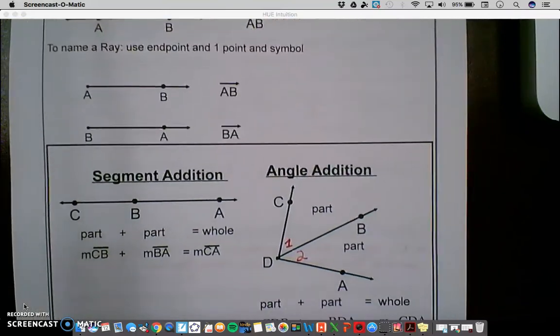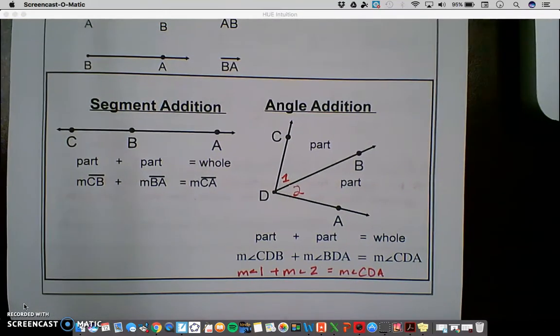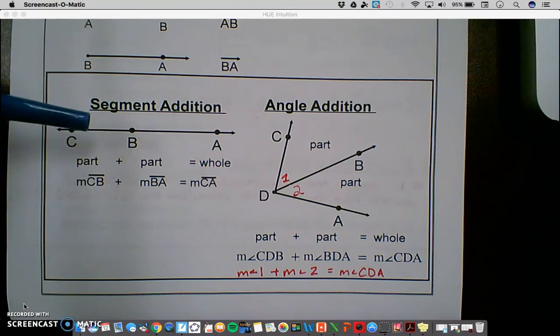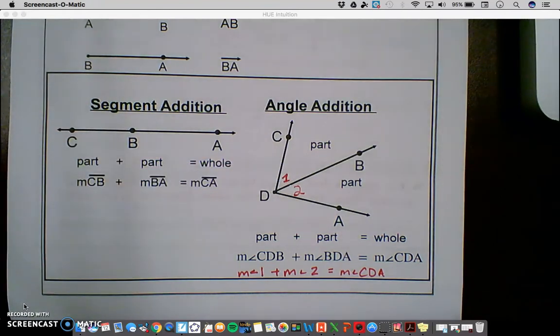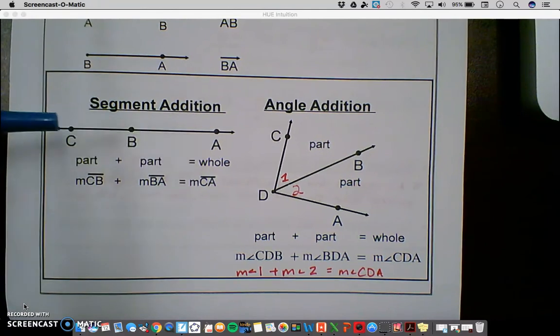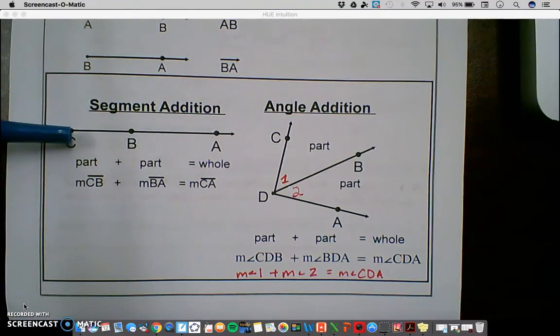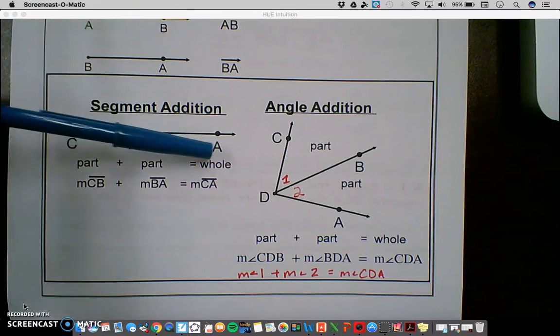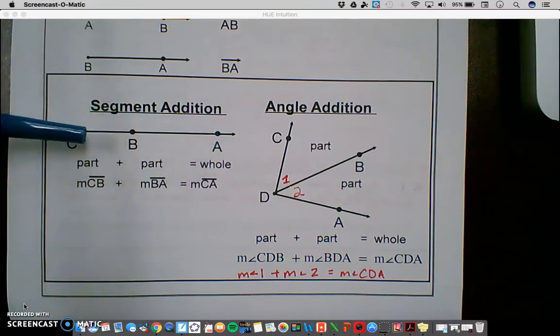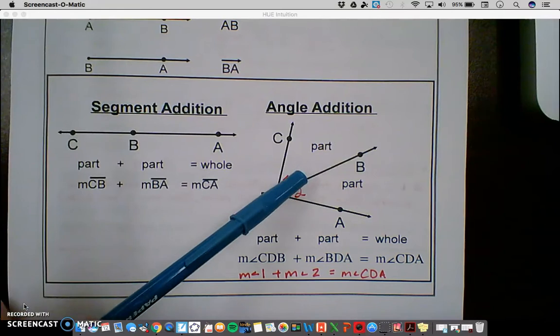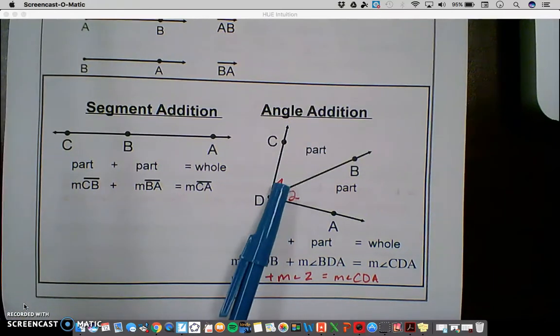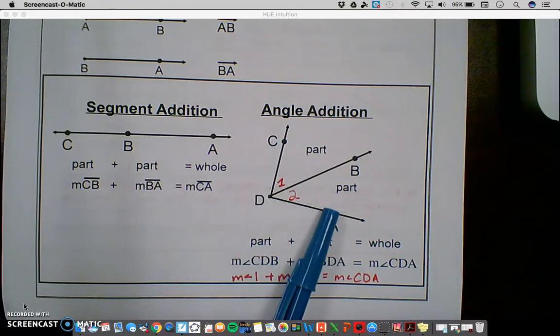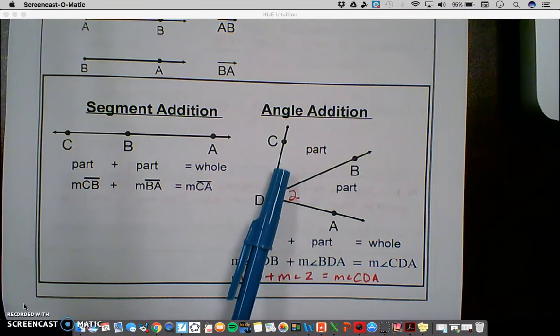At the bottom, we have segment addition and angle addition. Segment addition and angle addition means the parts add up to equal the whole. Whether you're dealing with segments or angles, the concept is still the same. I have two pieces that I'm adding together to equal the entire thing. So BC and AB add together to be AC. Here I have this part plus this part equals the entire curve angle CDA.